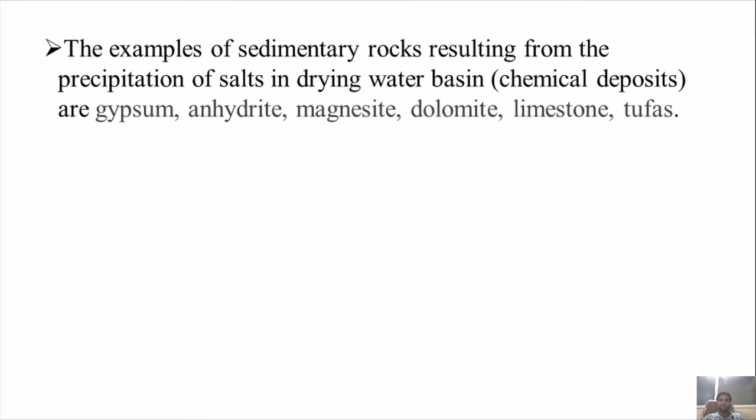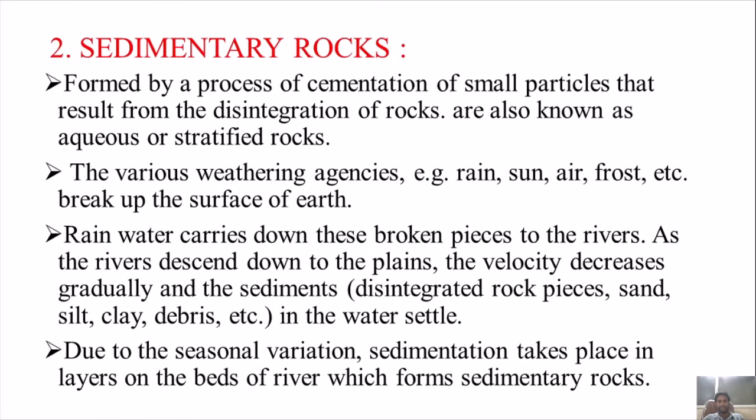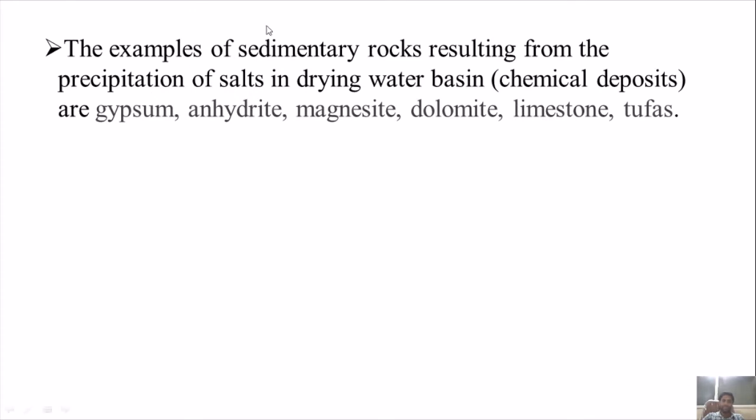The examples of sedimentary rocks resulting from the precipitation of salts in a drying water basin are chemical deposition, or gypsum, andesite, magnesite, dolomite, etc. So these are the chemical depositions. Depositions like limestone, topaz, dolomite, magnesite, andesite, gypsum are the chemical depositions.